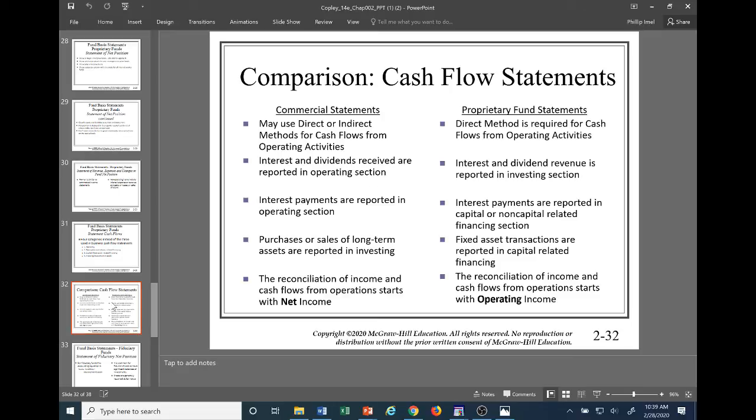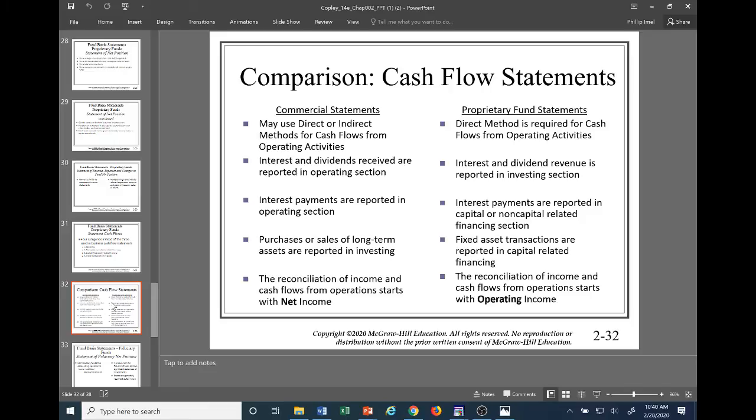One thing, comparison of cash flow statements again. Let's talk about this. Obviously, commercial statements follow FASB, governmental or proprietary statements follow GASB. Because remember, proprietary funds are the only place we're going to see a statement of cash flows. We can go through this quick. Direct method is required for the operating section under GASB. Indirect or direct is allowed for the operating section under FASB.